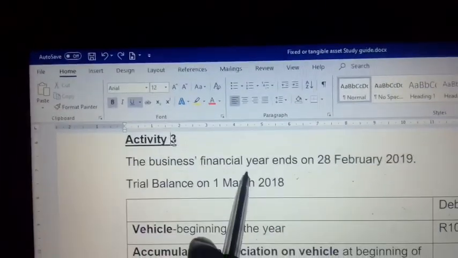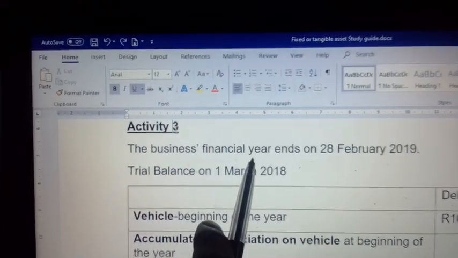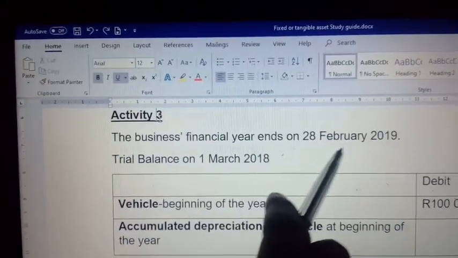So now what do we have to do? Please make sure you draw your timeline very well. The timeline is one of the important tools you have to use in this topic. The minute you read a date, please allocate it inside your timeline. So let's start. They said the business financial year ends on 28 February 2019.